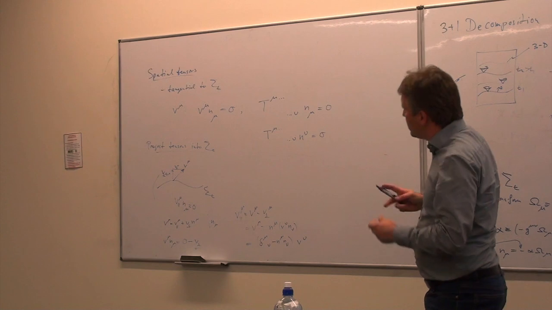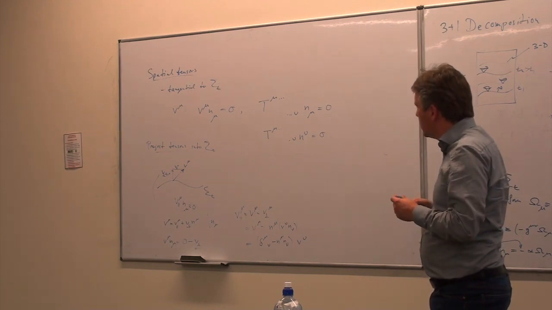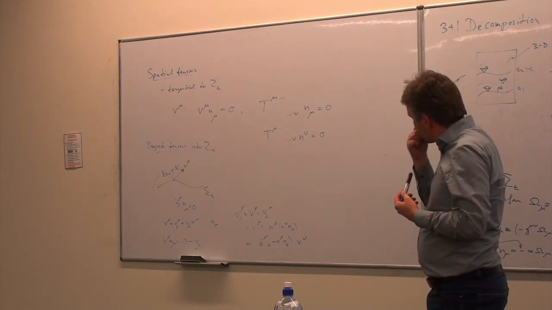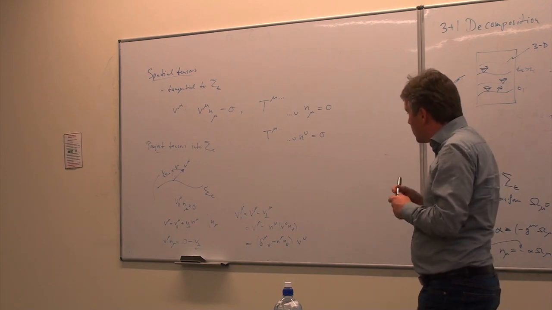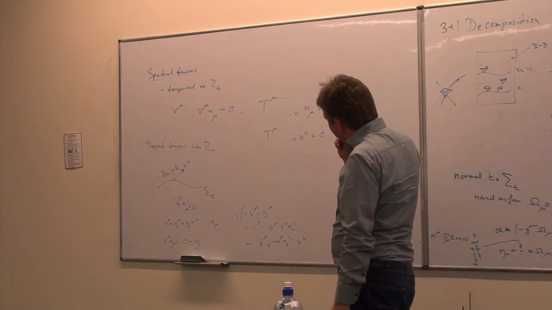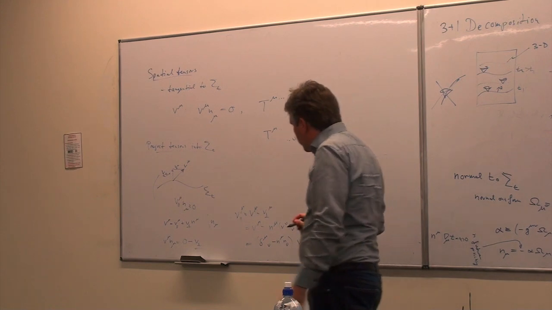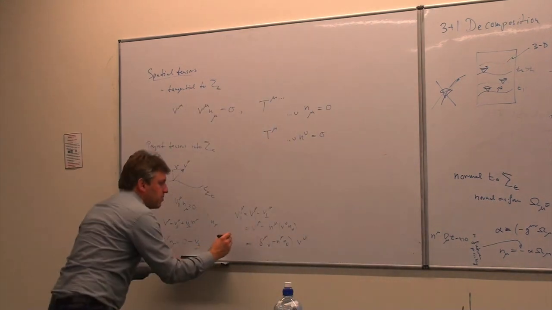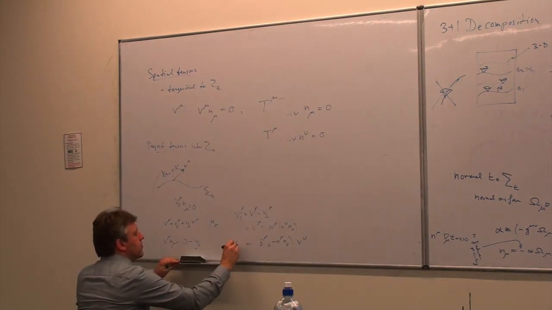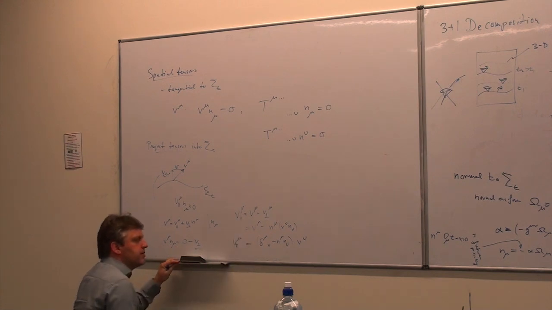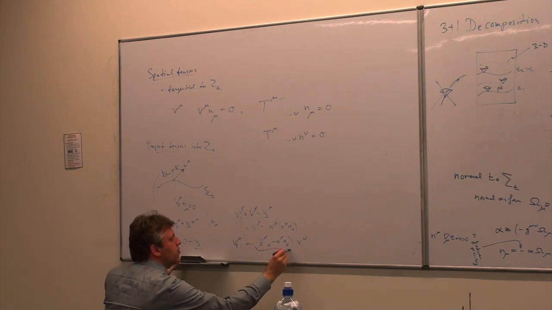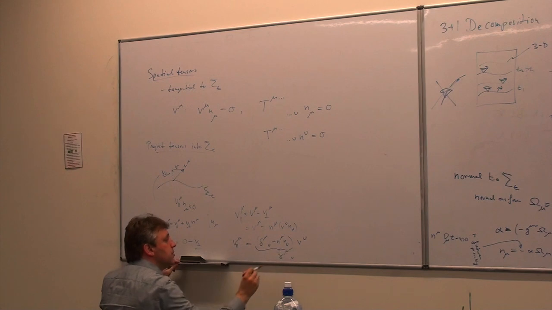The same procedure can also be applied to any other tensor. It works the same way. And the way to get the tangential component, the spatial part of the tensor, is by hitting each index with this projection operator, this matrix gamma^μ_μ'.